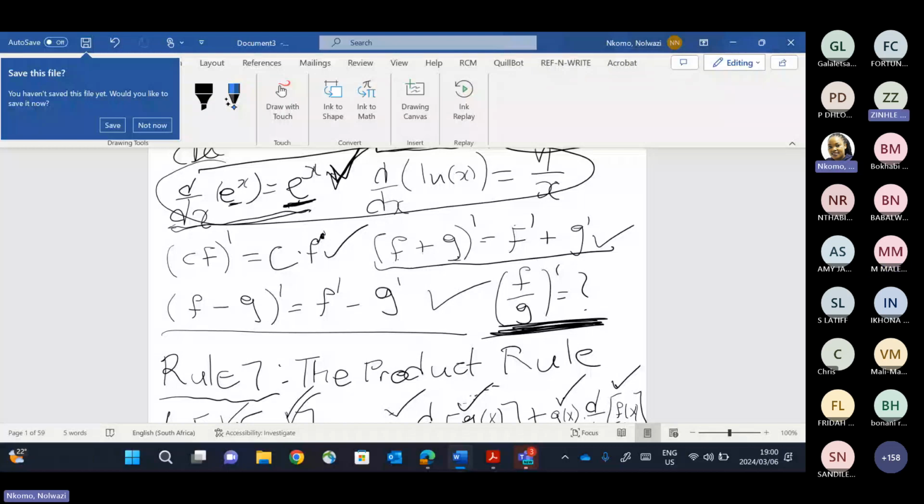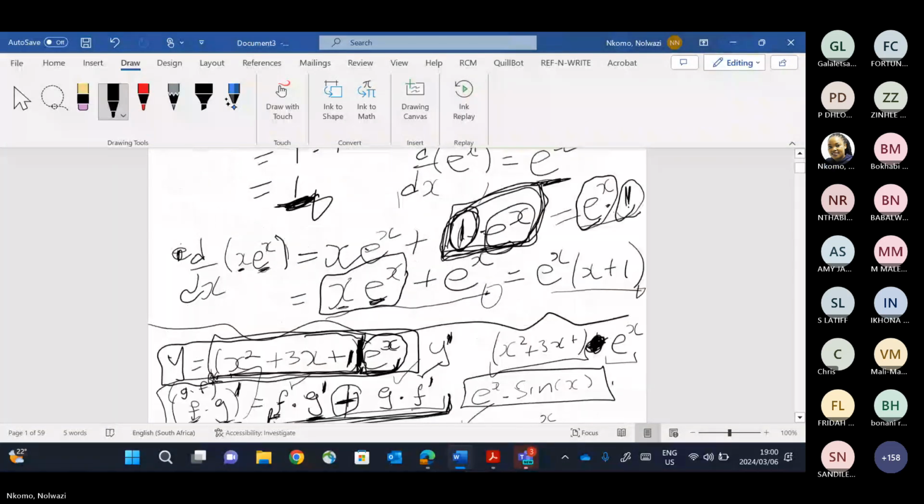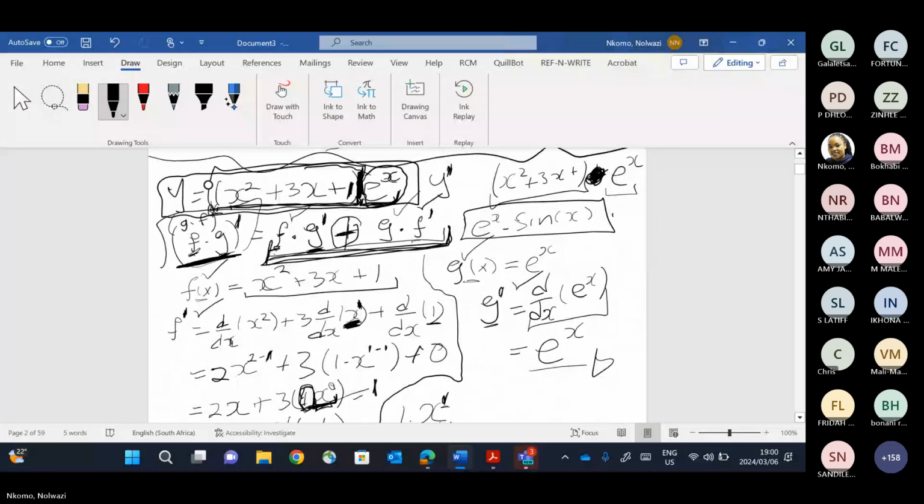But did we do a chain rule? No, we didn't do a chain rule. I don't remember us doing it. No, this is not a chain rule. This is a quotient rule. We didn't do a chain rule either, but we'll do it today. It's fine.